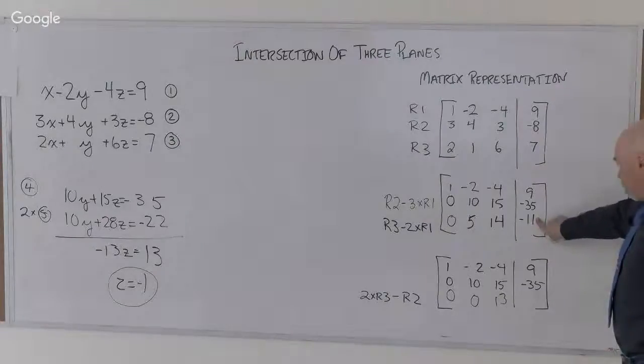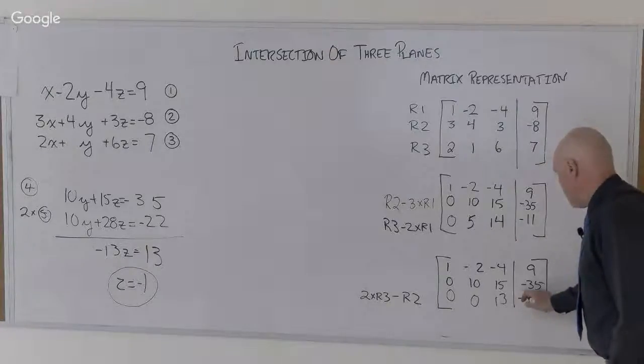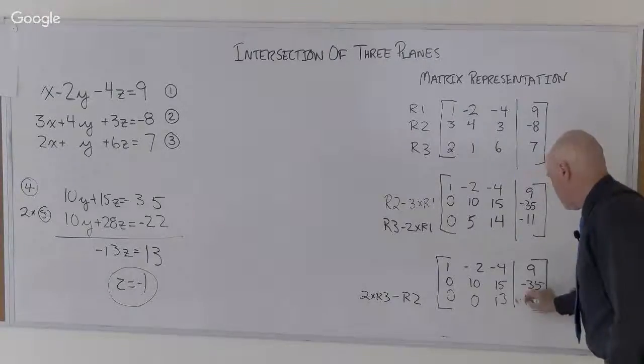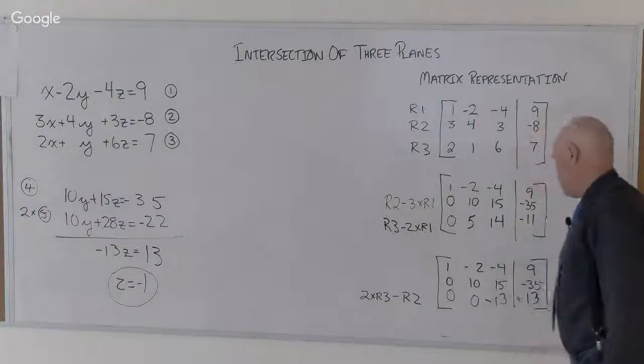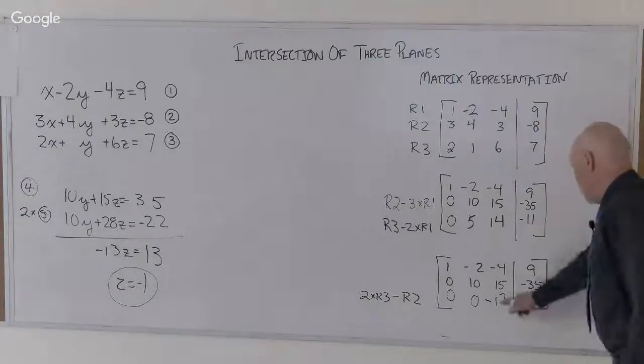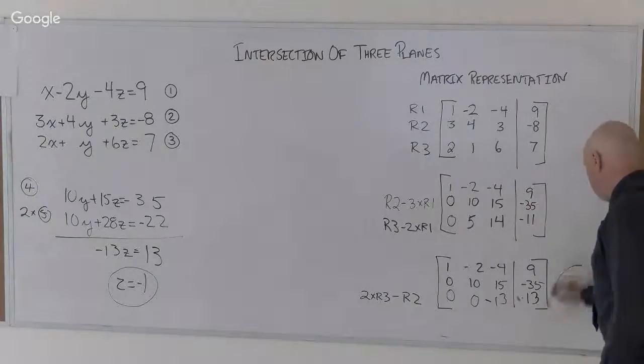Okay, negative 11 minus negative 35. Sorry, negative 22 minus negative 35 is 13. Did we get it right? No, because one should be negative. One should be negative. 2 times r 3, negative 22. Oh, one of these should be negative. The one on the left. This one right here. Okay. There we go. All right. So already I'm ready to say z is equal to negative 1.